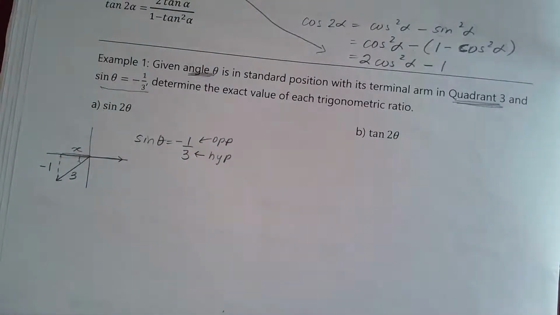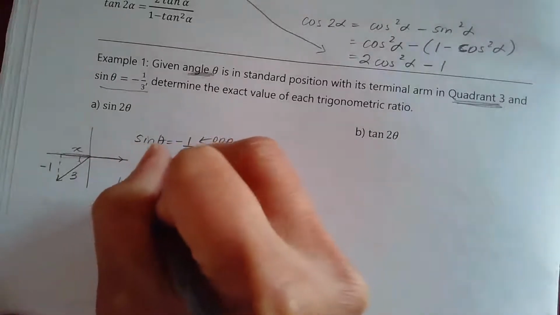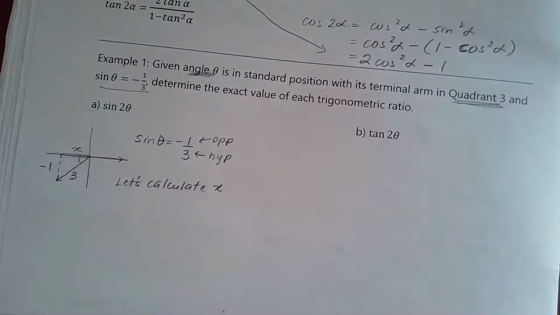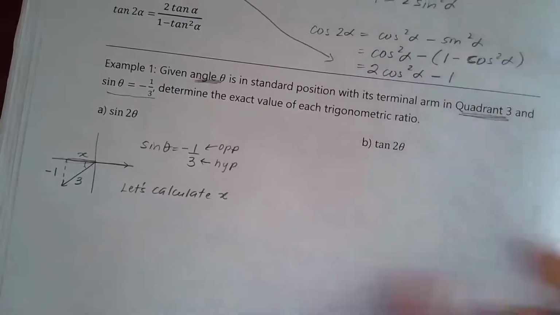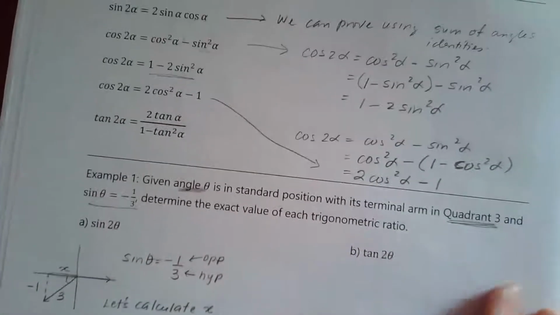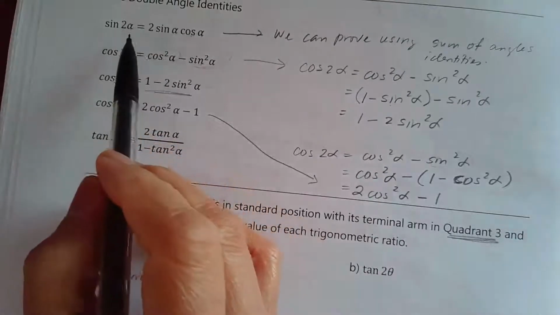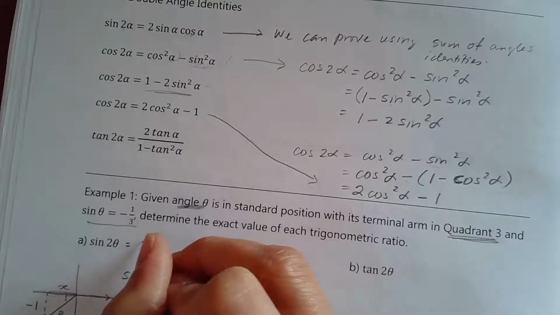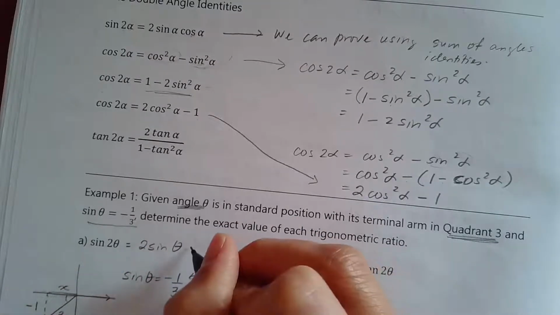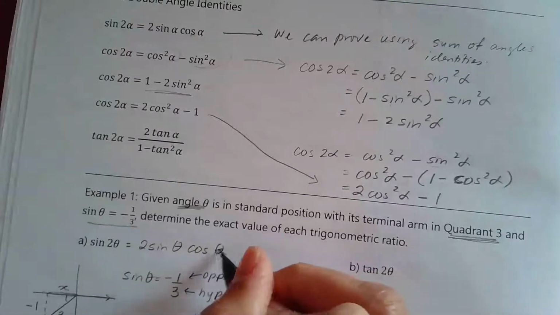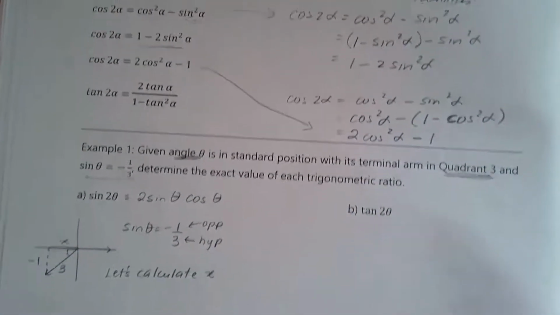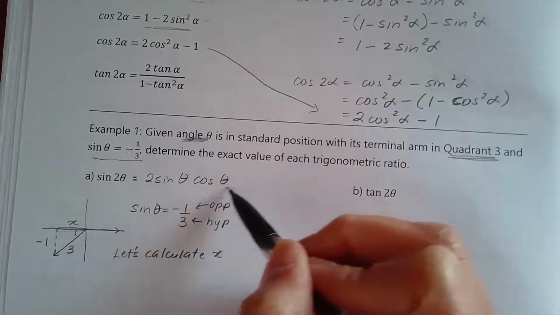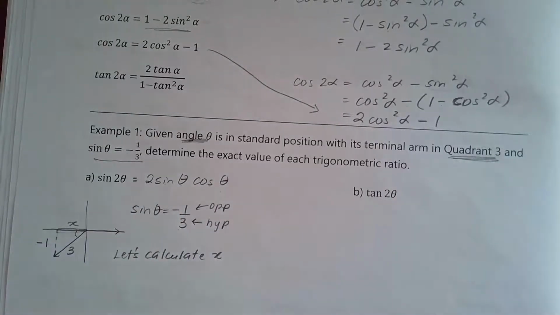So how can we calculate the x? Let's calculate x. Now, why are we talking about all these things? Why do we have to do all that stuff? Because what we really need is sine 2 theta, which is the same thing as 2 times sine theta cos theta. That's basically what we're hoping to get, because we have the sine theta. Sine theta is negative 1/3, but we don't know what the cos of theta is, and that's what we're trying to find out.